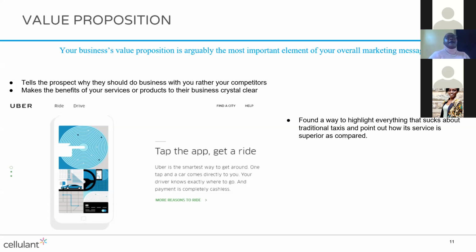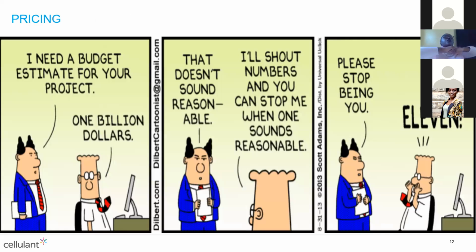All right. I think we're coming to the end of the presentation for me. Those are the two main important aspects of your proposal. This is your executive summary and your value proposition. Everything else can be adjusted. And also the pricing is important.